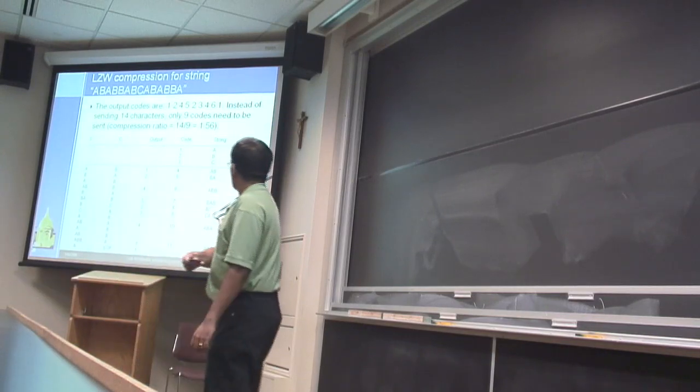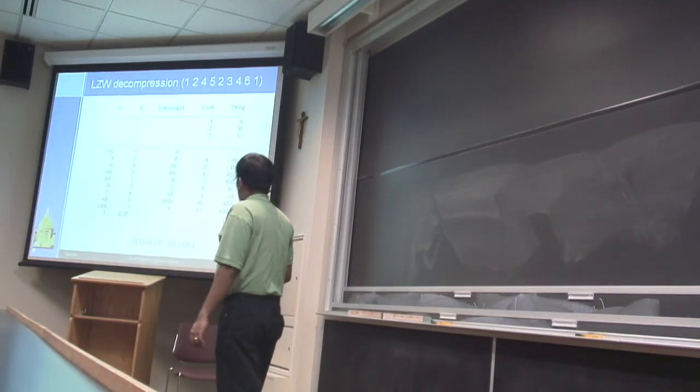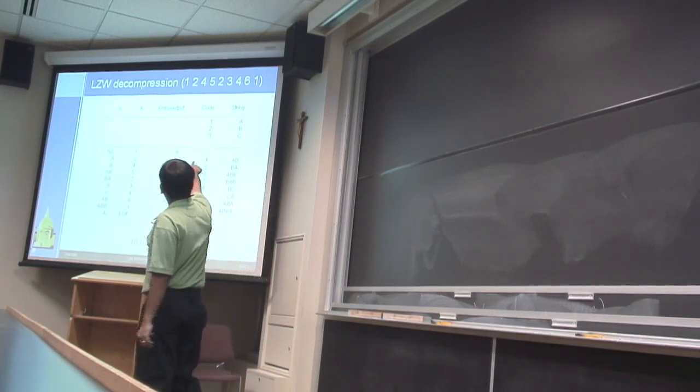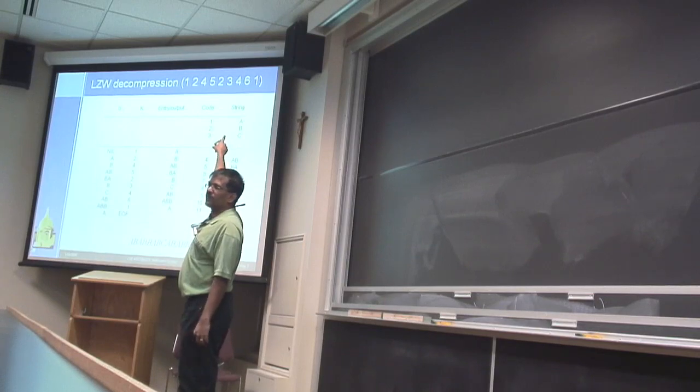And the way the decoding works, you essentially get the 1, 2, 4, 5, 2, 3, which is what is transmitted.